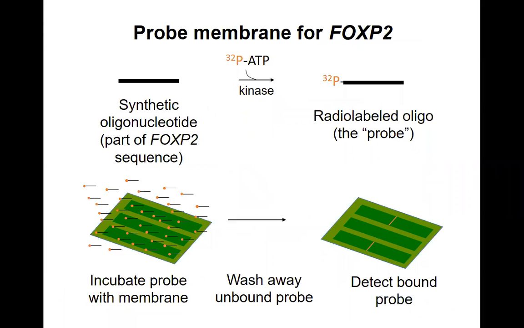So we know that we're looking for the FOXP2 gene. We also know, because the human genome has been sequenced since the early 2000s, the sequence of the gene. What we now want to know is, where on my membrane is my FOXP2 RNA? What size is it? Is it even there at all? We can take a section of the known FOXP2 DNA sequence and make an oligo that's complementary to it.